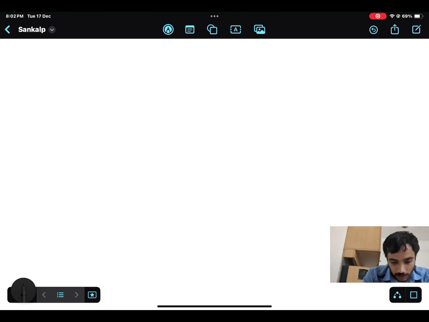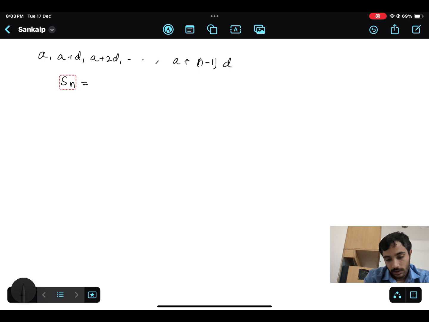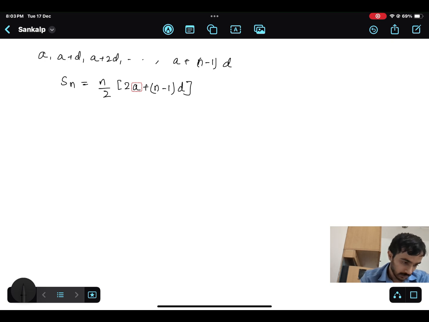Let the AP be a, a plus d, a plus 2d, up to a plus n minus 1 into d, which is the nth term of an AP. So in an AP, every next term is incremented by an equal amount, which here is d. The sum of the first n terms of an AP is given as Sn equal to n by 2 into 2a plus n minus 1 into d, where n is the number of terms, a is the first term, d is the common difference.